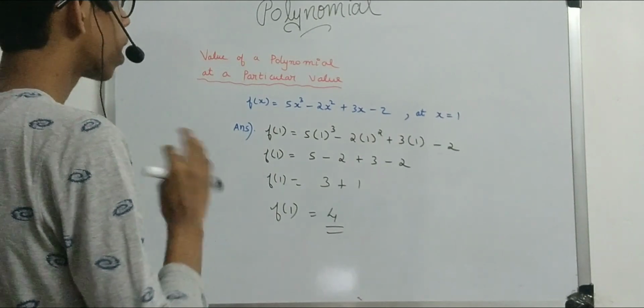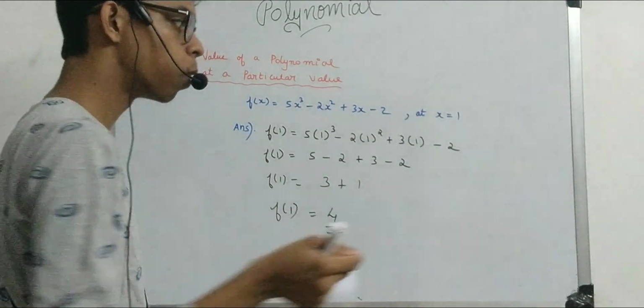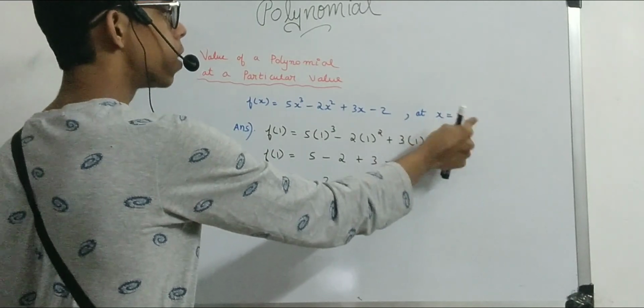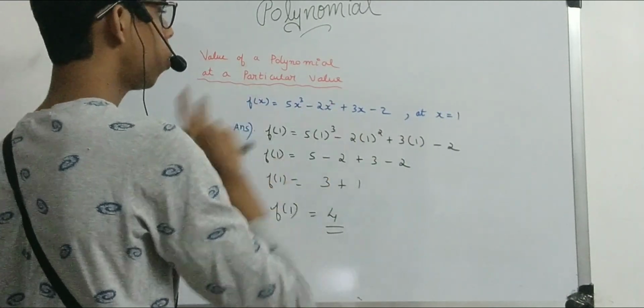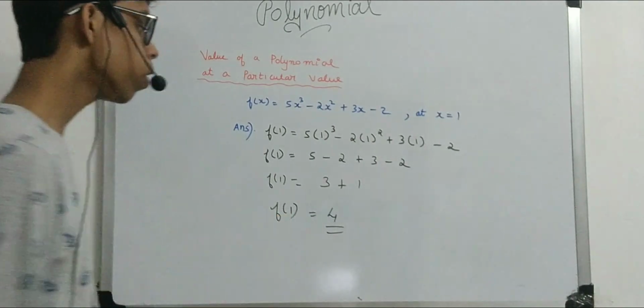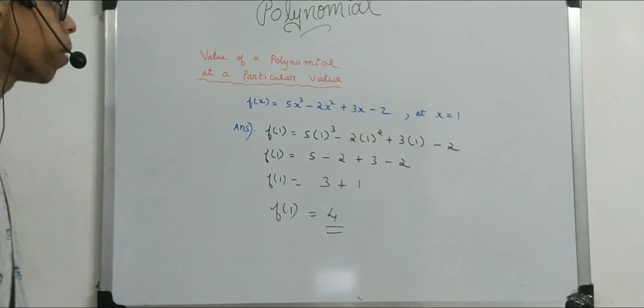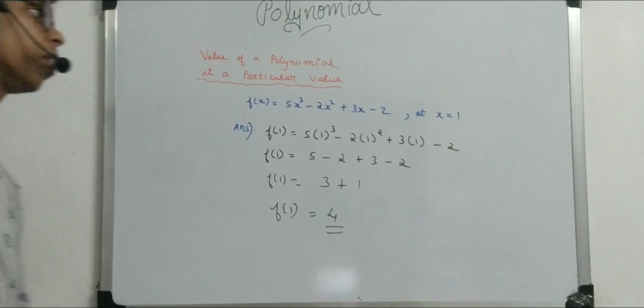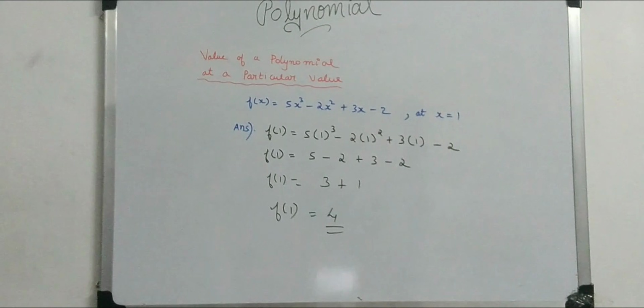So whenever we are asked to find the value of a polynomial at x is equal to, or y is equal to, a particular value, just substitute whatever value is given into your variable terms and you will get your answer at that point. Okay, I hope it is clear how to find the value. So now let's do example number 2 to understand it much better.